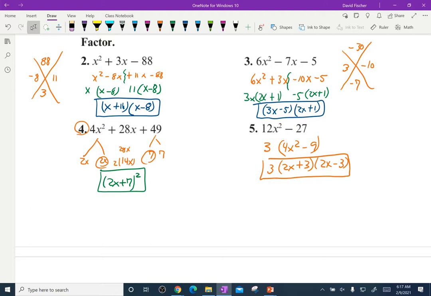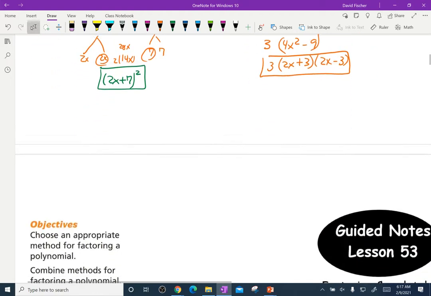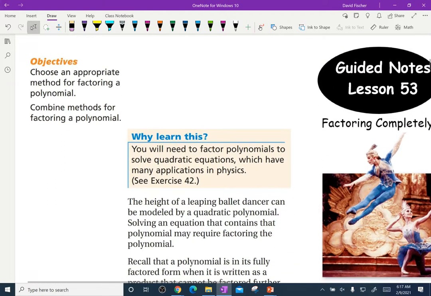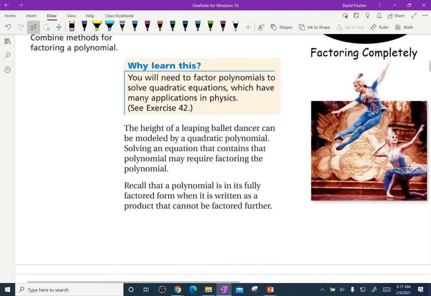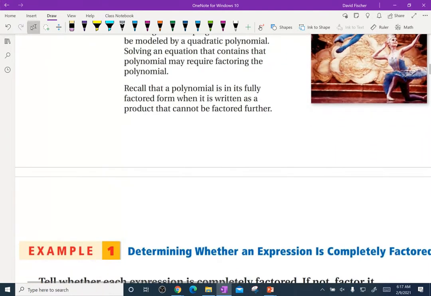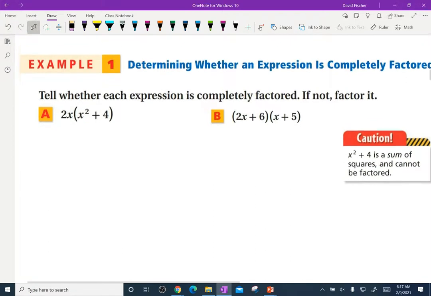Over here on 5, I took out a 3 right away. And then yesterday, we did difference of perfect squares. And so one of them would be a plus 3 and one's a minus 3. My middle terms go away. And so that's kind of what we learned yesterday as well. So today we're going to combine everything that we've learned so far. So we're going to do this whole set of steps here.